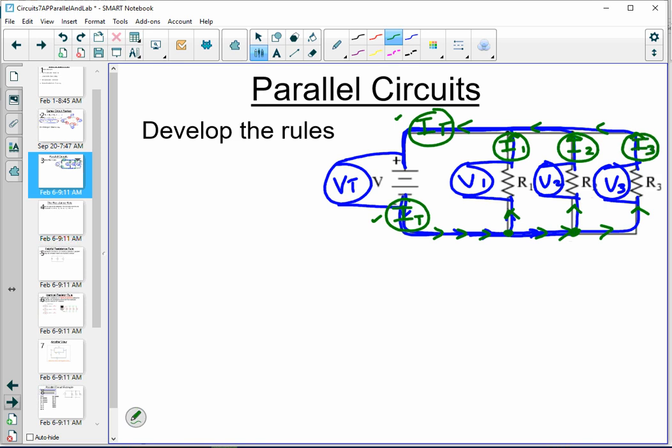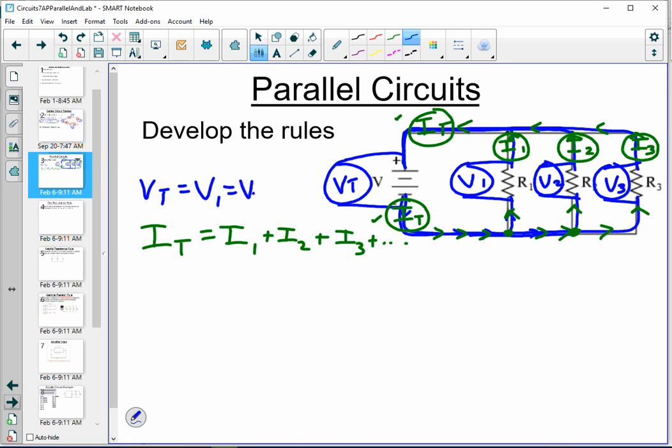If you picture current branching and joining back up, it should help you with the rule that the total current is equal to the sum of the individual currents: I1 plus I2 plus I3 plus dot dot dot. The potential difference rule, if you recall, was that the battery potential difference V total is equal to V1, is equal to V2, is equal to V3, is equal to dot dot dot, as many resistors as you want to put in parallel.